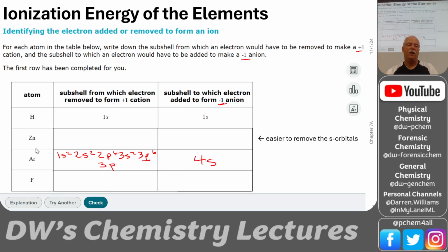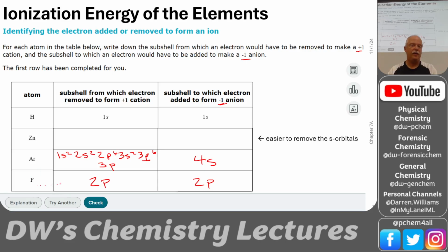Okay, let's do the fluorine. So here we are. Fluorine is on the second row, so we're over there on the 2p block. So it would come out of a 2p orbital. And then if we were to put an electron on the fluorine, we have one more slot for the electron in the 2p. So it would go into the 2p.